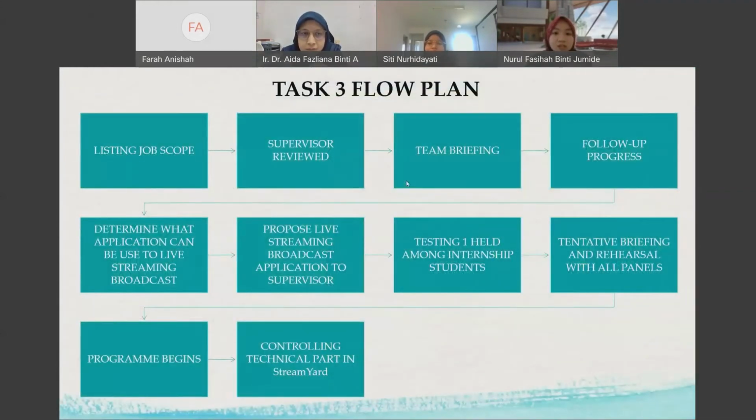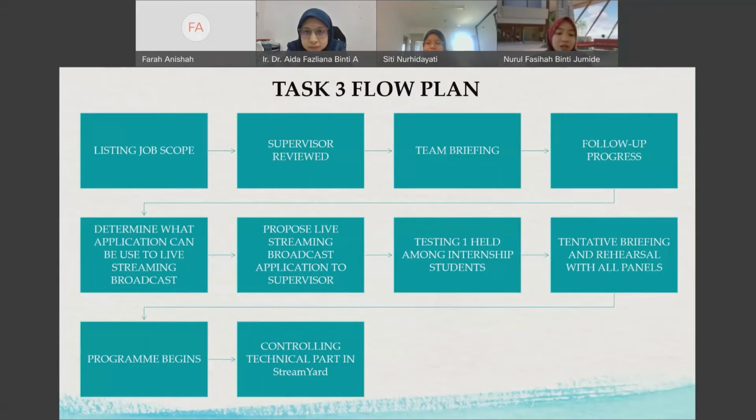So this is the flow plan. As a leader, I have to come up with my own plan. Firstly, I listed the job scopes, and after that, I asked the supervisor to review or suggest improvements to the list of job scopes. Then I held a team briefing, and I followed up on the progress, such as whether the poster had been finished yet.